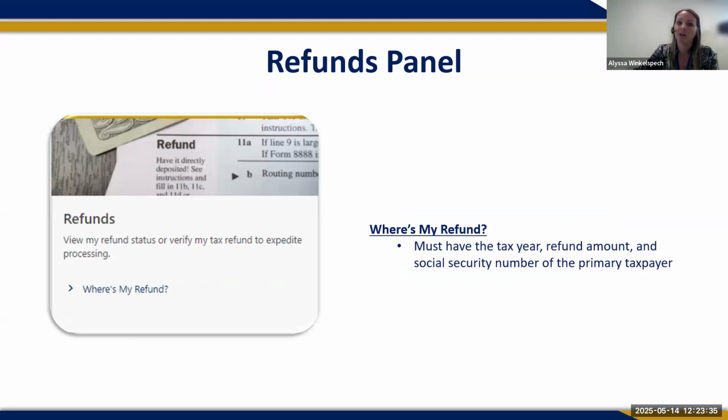The refunds panel. This is exactly what it sounds like. This is to check the status of a personal income tax refund. You will need the tax year, refund amount, and the Social Security number that the refund is tied to in order to use this function. This is not for any business tax refunds. This is specifically for the personal income tax refund.